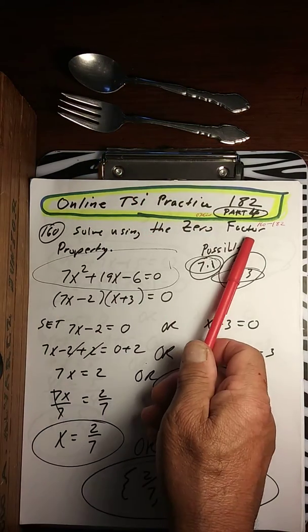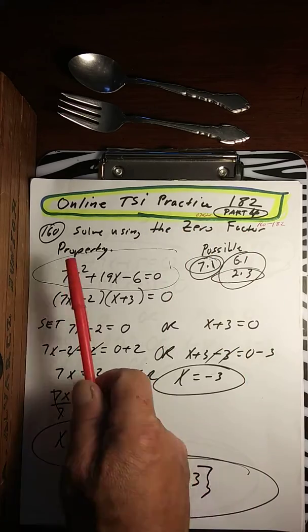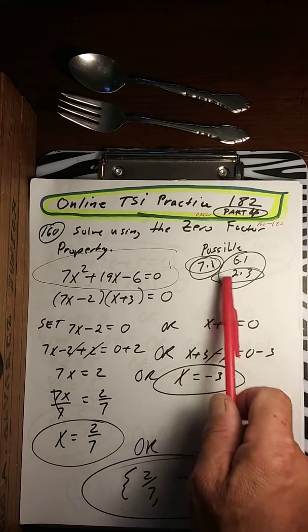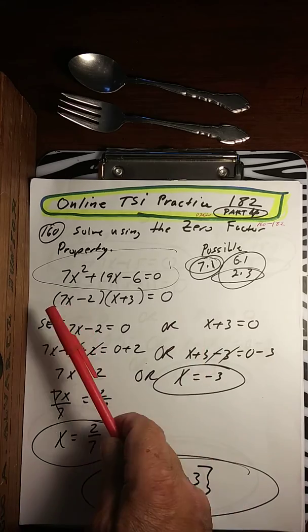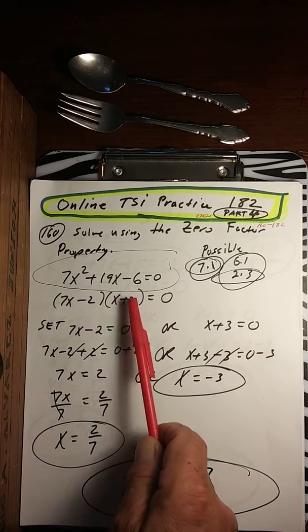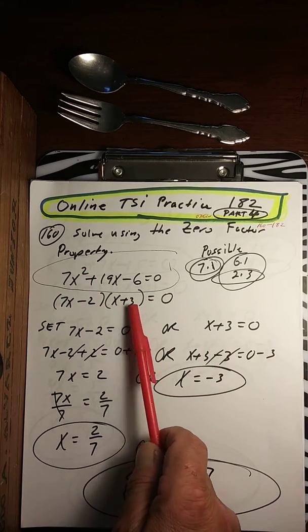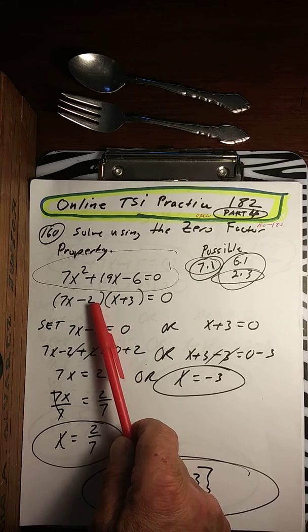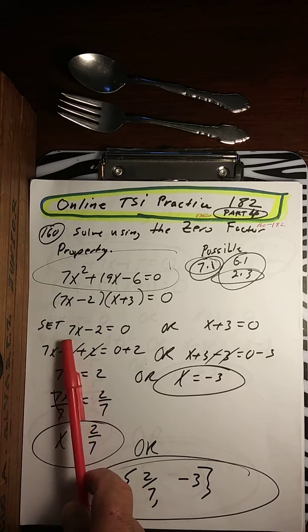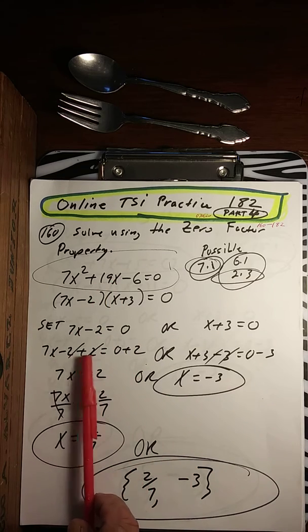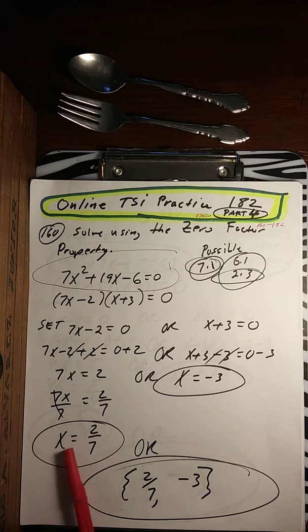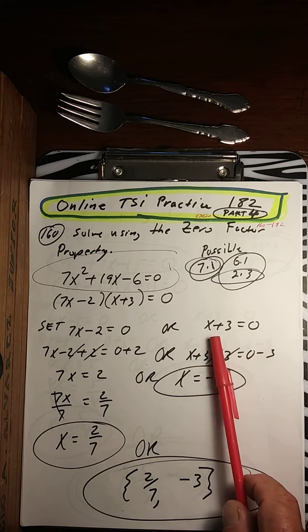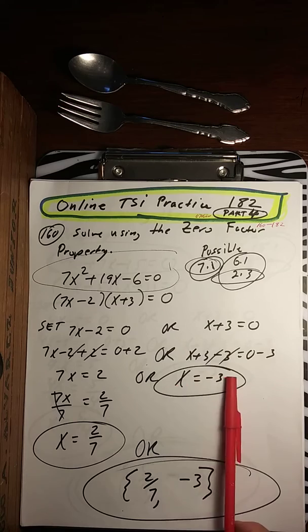So we have: solve using the zero factor property. This one we're going to set up with possible numbers. So we're going to go 7, 1, 2, 3. That turns out 7x squared. That turns out as negative 6. This would be 21 minus 2 is 19. Yes. So 7x minus 2 equals 0. Add 2, 7x equals 2, divided by 7, so x equals 2 over 7. And minus 3, so x equals what? Negative 3. So 2 over 7, negative 3.